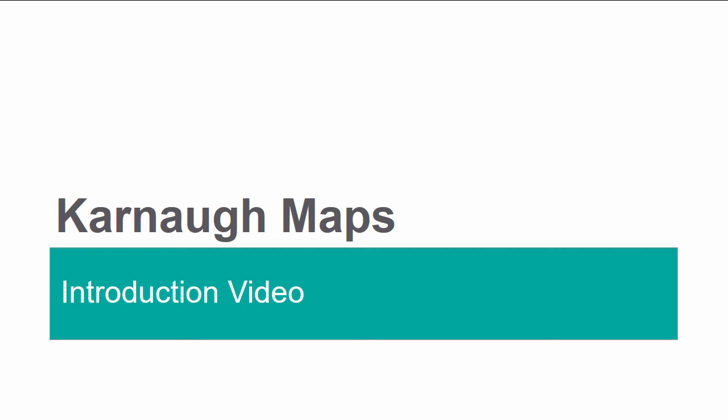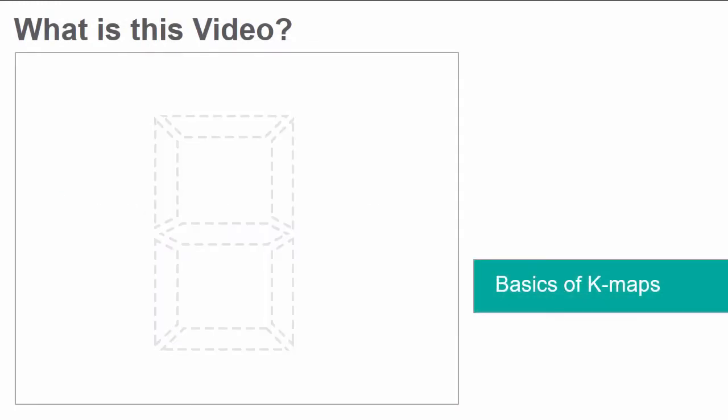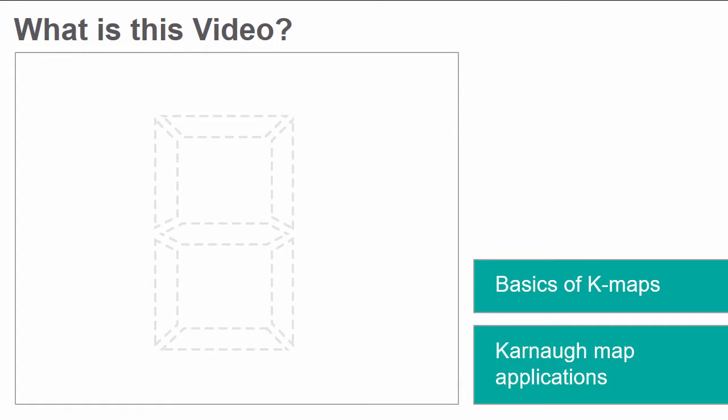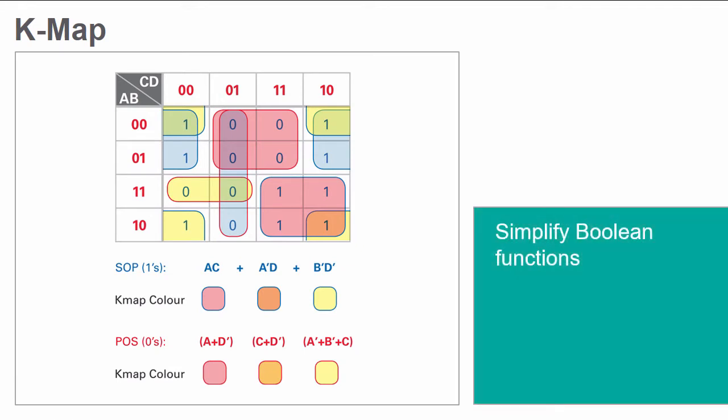Introduction to Lab 5, Karnaugh Maps. In this video, we will discuss the basics of Karnaugh Maps, how to create them, and why they are useful in practical applications. Karnaugh Maps, or K-maps, are a tool used to simplify Boolean functions.